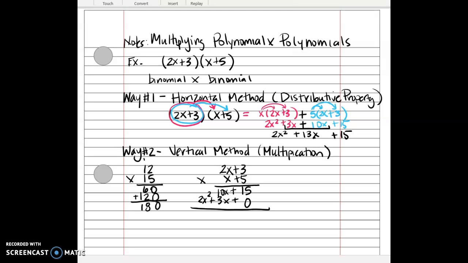And what's nice about this is that by putting that place value in, everything that we need to add together, or the terms, the like terms, will be lined up. So the 15 plus the 0 is 15. 10 plus the 3 is the 13x. And then I have my 2x squared. It's the same idea.